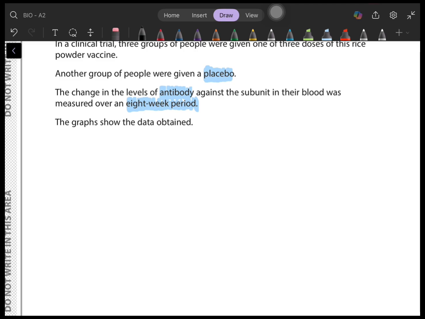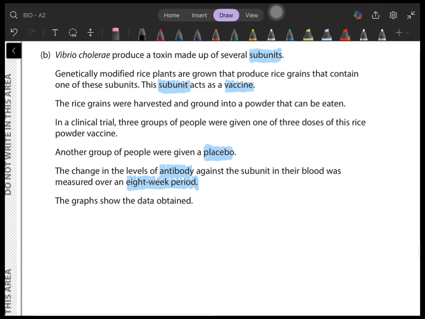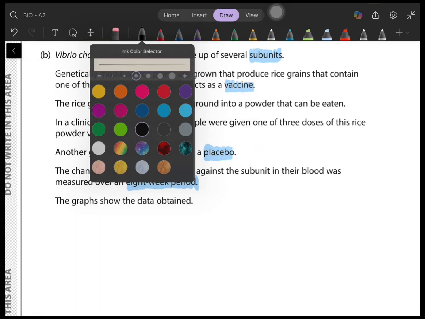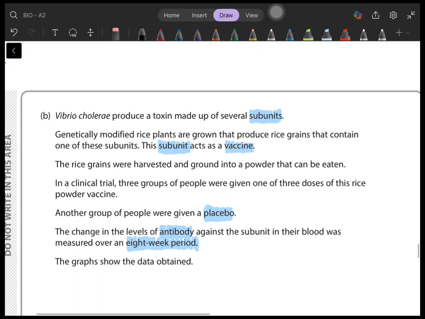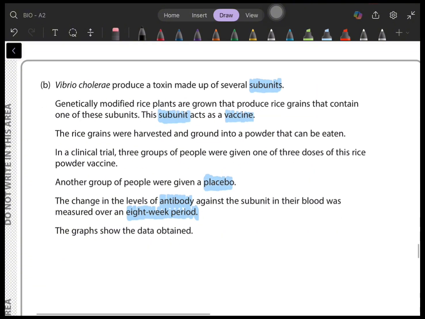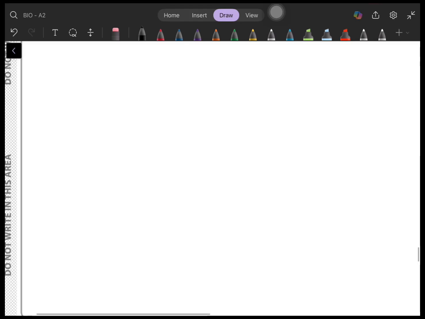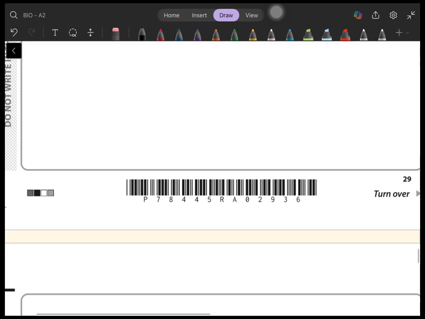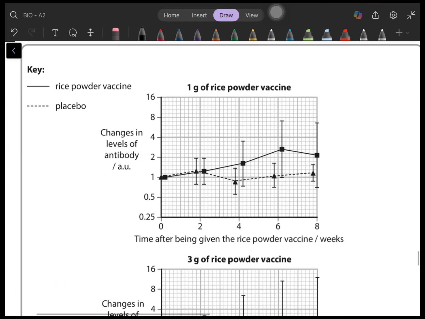So basically a vaccination type of question. And basically they are using a rice plant, right? A genetically modified rice plant, and the rice plant contains one of the toxins that the cholera bacteria carries, right? So this is what I mean, a basic vaccination type of question. So yeah, keys for rice powder and for placebos, right?